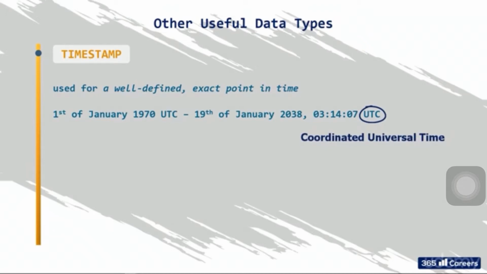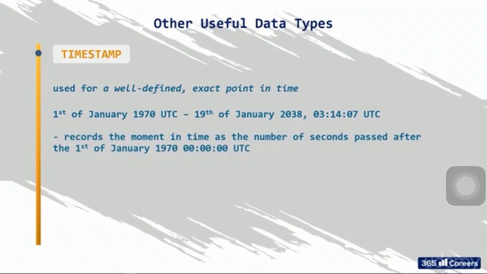This shorter span immediately tells us that timestamp will not be the preferred option for storing birth dates and times, as date and datetime appear to be the better option. What is the advantage of using it then? Well, timestamp records the moment in time as the number of seconds passed after the 1st of January 1970, 0 o'clock in the morning.